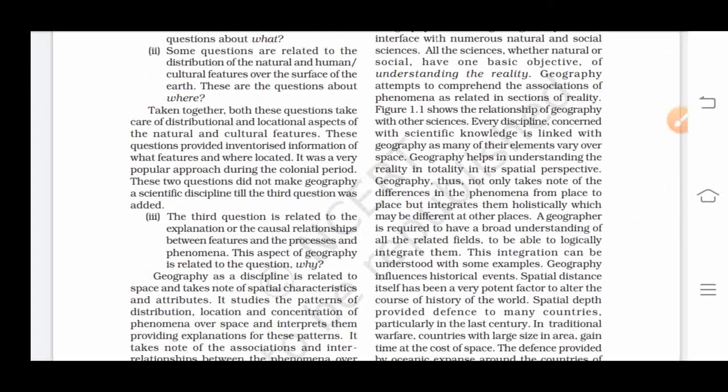Means whatever we are studying, whatever kind of natural or the cultural features or the phenomena we are studying, why is it like that? ऐसा क्यों है? All right, so these three questions are very important to be kept in mind.